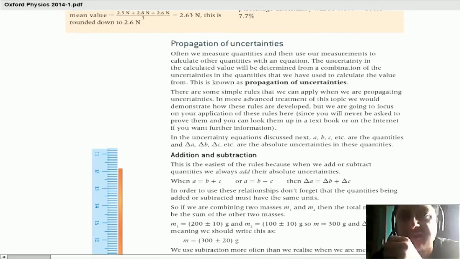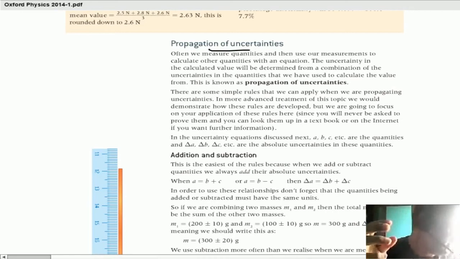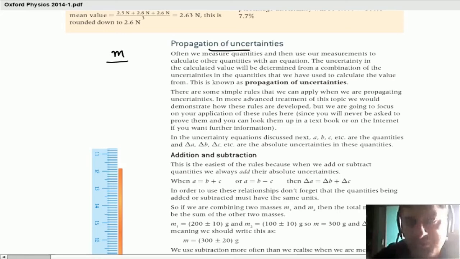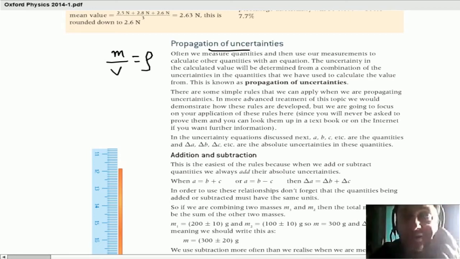Okay. Now, propagation of uncertainty. What is propagation of uncertainty? You might have measured one quantity, right? But that is not what you have to measure. Let's say if I ask you to measure the density. Density you cannot calculate directly. First you measure the mass. Then you measure the volume. And then you calculate the density. But when you measure the mass, there is some error associated with mass. Volume also has some error.